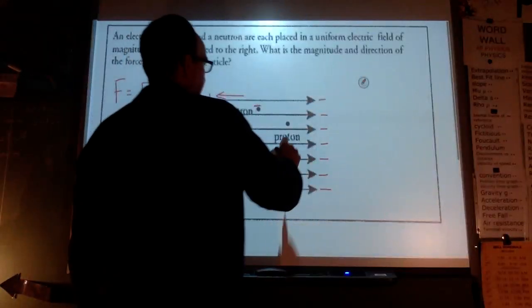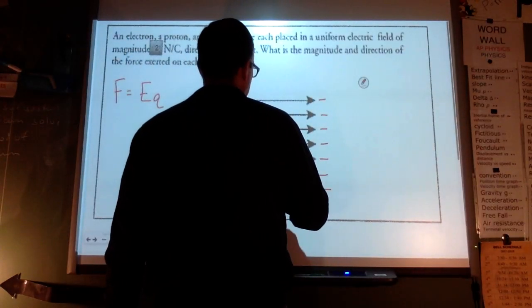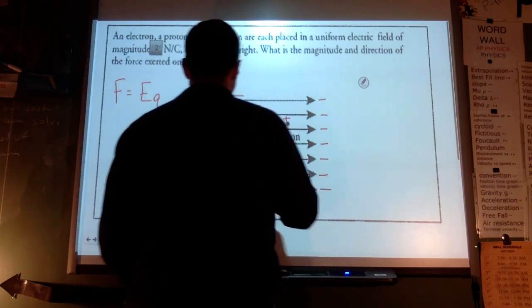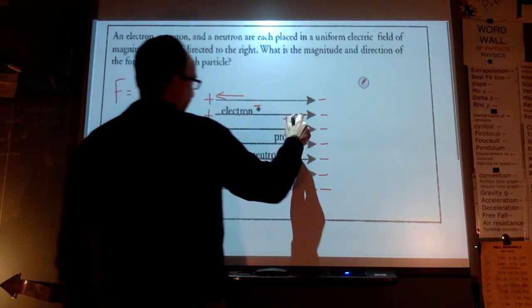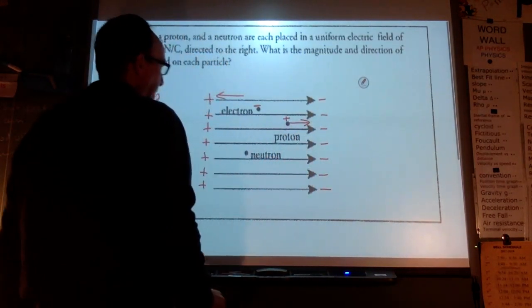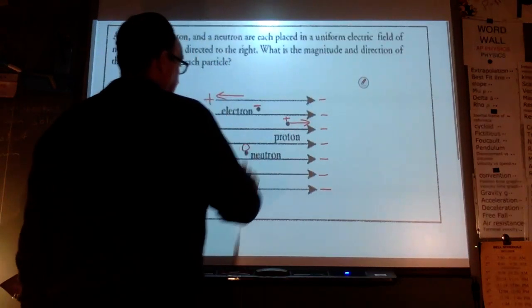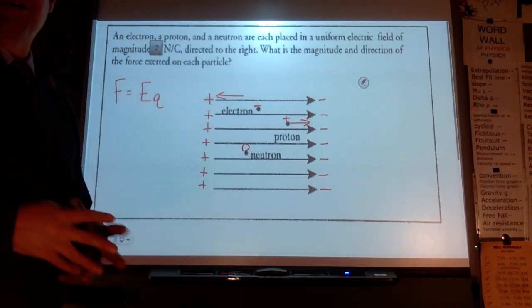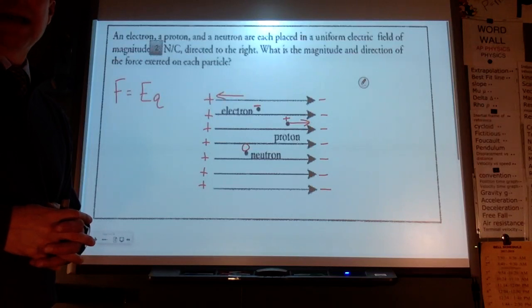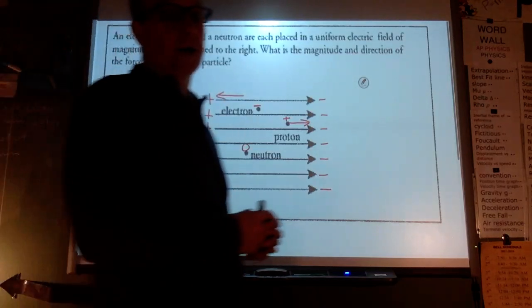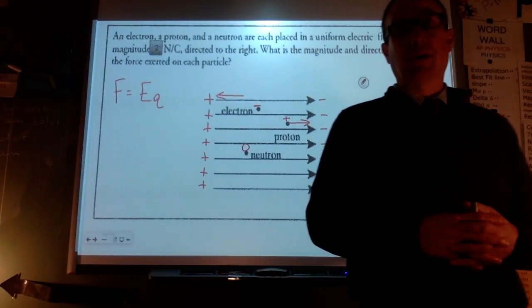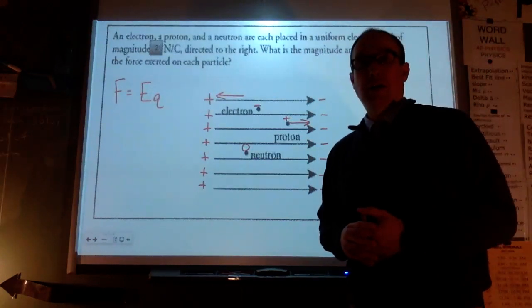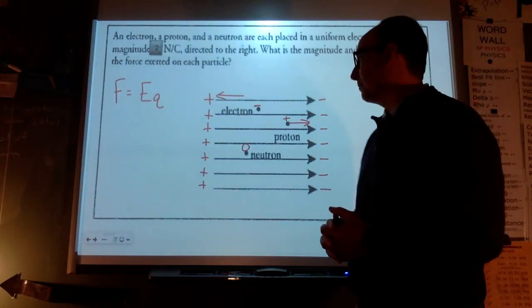My proton is positive. It's going to be repelled from this side and attracted to that side. It's going to go to the right. My neutron has no charge, and it's going to feel no force. And again, of those elementary particles, neutron's the last one that was discovered. It wasn't discovered until the 1930s by Chadwick.